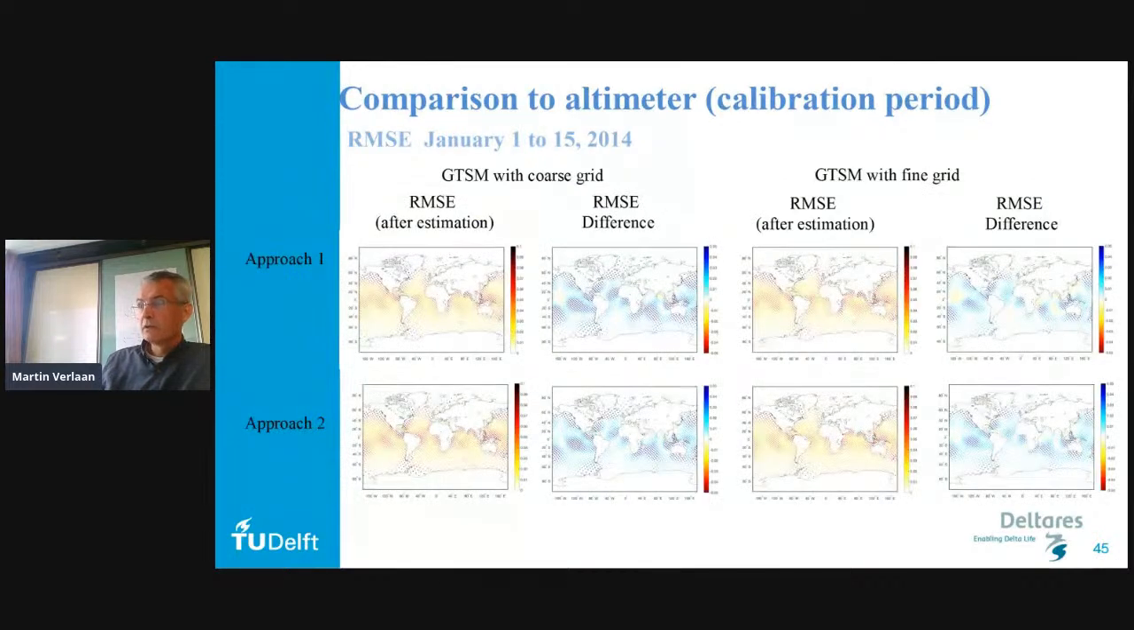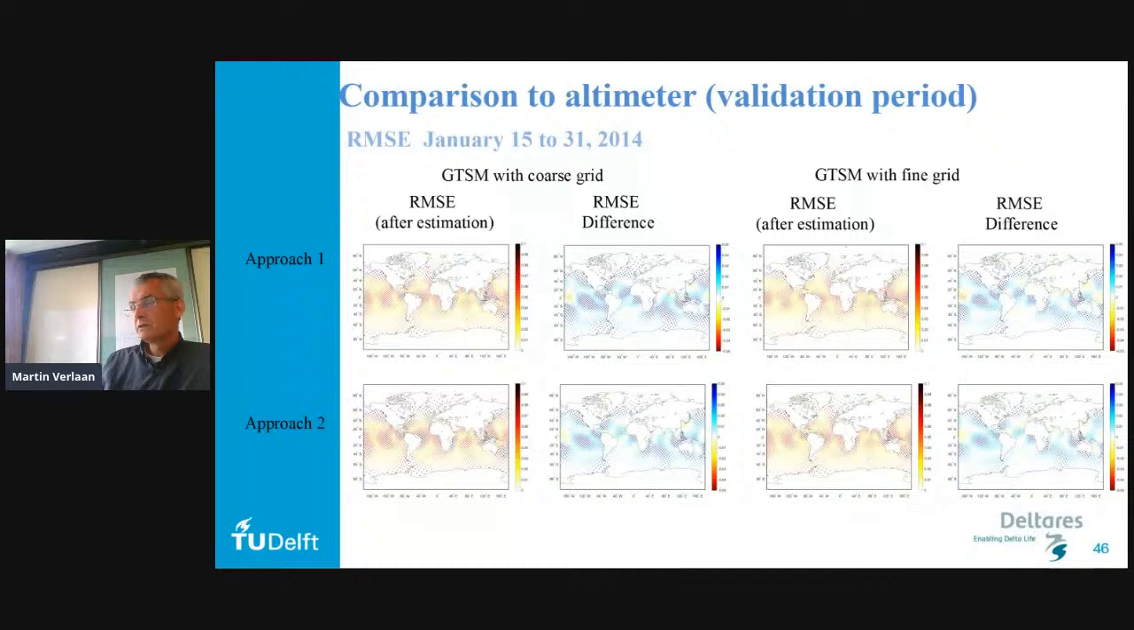You can also look at the accuracy of the model in space. So here you see in color the accuracy of the model after estimation. That's the yellow reddish colors, and the difference between before and after calibration, which should be bluish because that denotes an improvement of the model, a lowering of the RMSE errors. And you can see that in most areas there is improvement. There's only a few areas that stay the same or become slightly worse.